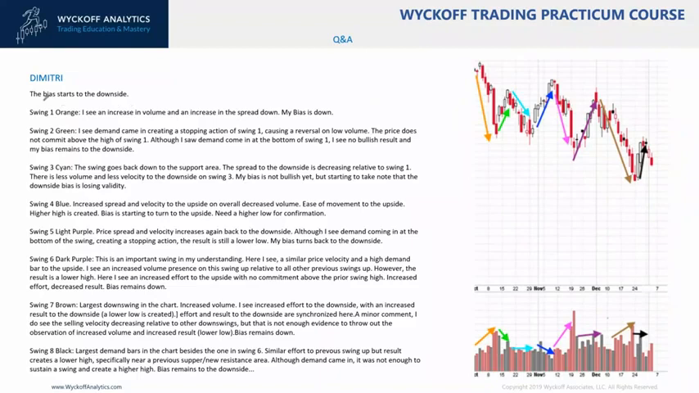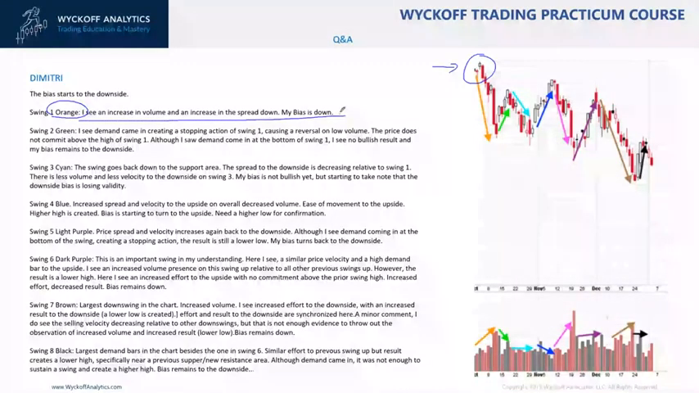Okay, I'm really grateful to Dmitry that he was so open to do this. The bias starts to the downside. Hold on a second. We actually don't know. If the assignment were to start here, we probably wouldn't know what the bias is at this point. So the swing one, the orange one, I see an increase in volume and an increase in the spread. My bias is down. Now bias is down.